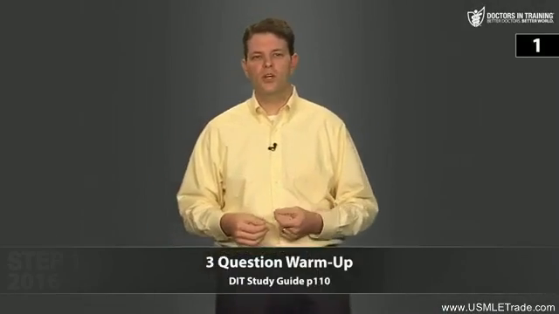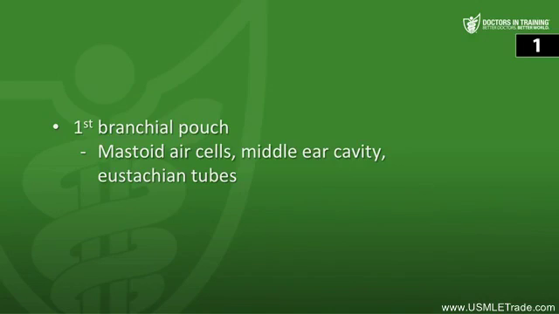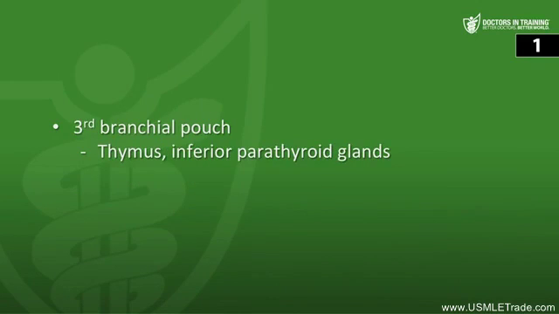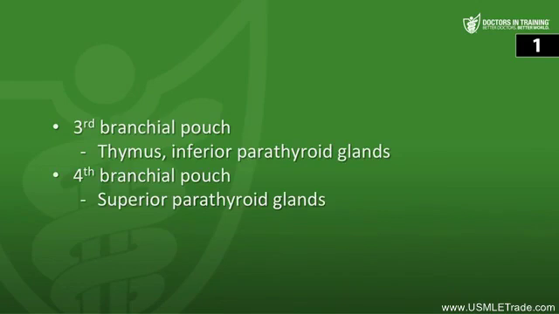First question, what structures are derived from the branchial pouches? So the first branchial pouch is where we get the mastoid air cells, the middle ear cavity, and the eustachian tubes. The second branchial pouch is the lining of the tonsils. The third pouch is the thymus and also the inferior parathyroid glands. And then the fourth pouch is the superior parathyroid glands.